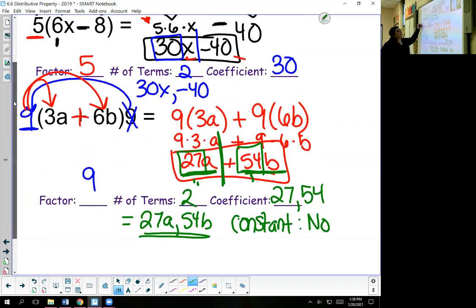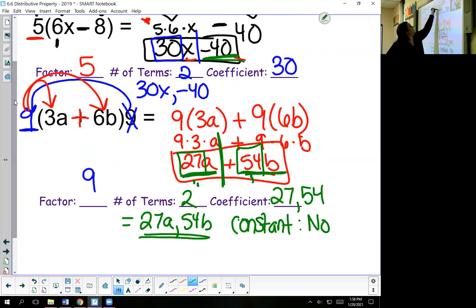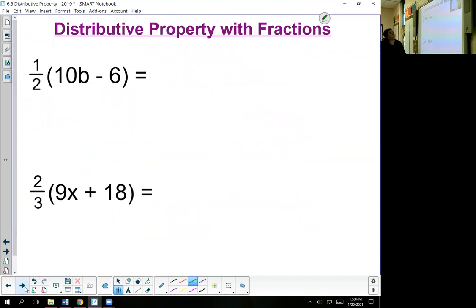Was there a constant in the previous example? Yes, because this one will never change. So the constant here is negative 40. Okay, so all we're doing is the same thing as before, just distributing it.